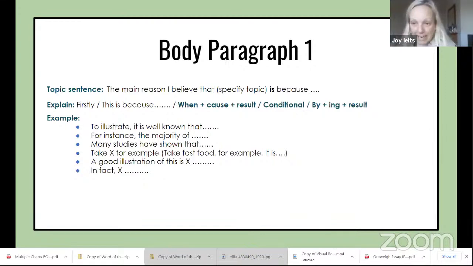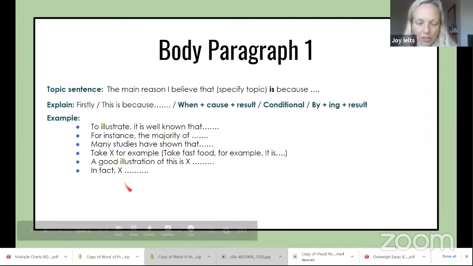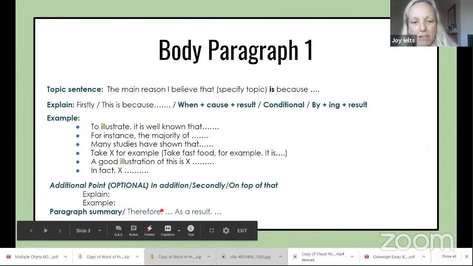So if you have 1 idea, you have a topic sentence, you explain it, you give an example, and then you write a little paragraph summary. Therefore, or as a result, or consequently. But you might have 2 ideas, in which case you add an extra point and you introduce it with in addition, or secondly, or on top of that. And then you explain and give an example. But my point here is that you don't need to stick to this rigidly.